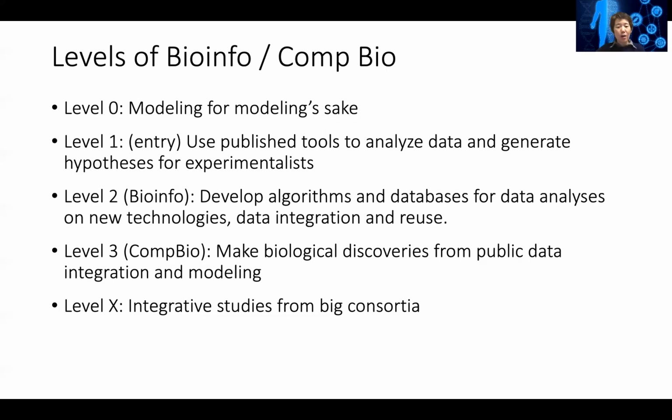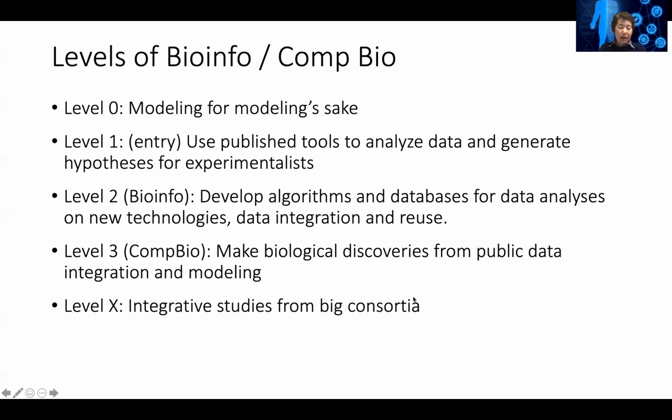And so in the entry level, the computational biologist usually only has a supporting role, whereas in level 3, the computational biologist is now taking the front and center seat. They decide, I'm interested in using public data to answer a biological question, to make a discovery, and I'm going to use all the computational tools and public data at my hands to make that discovery. And so usually this would take integration and modeling, but the goal is really to make discoveries.